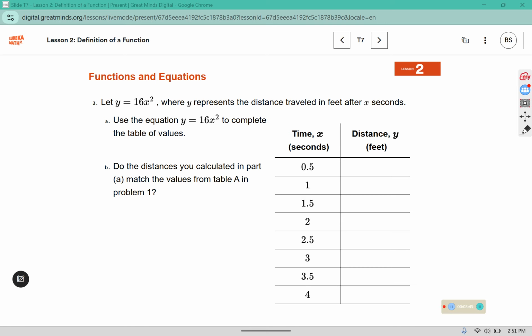Let y equal 16x squared, where y represents the distance traveled in feet after x seconds. Use the equation to complete the table of values. So we're going to plug in 0.5. 0.5 squared is 0.25, and 16 times 0.25 is 4. 16 times 1 squared, well, 1 squared is 1, and 1 times 16 is 16.